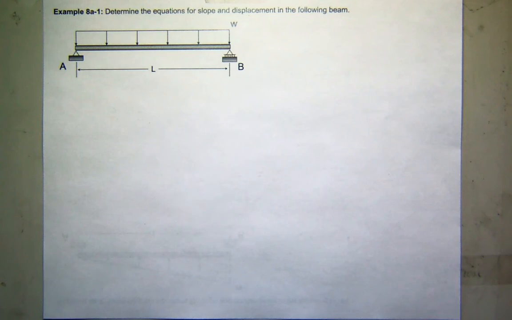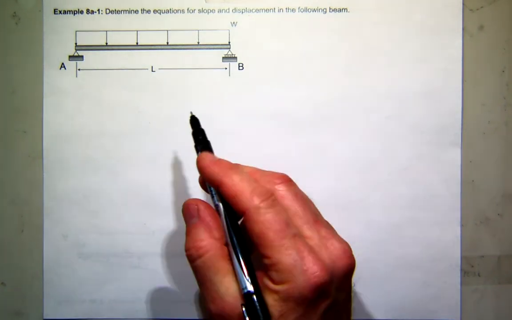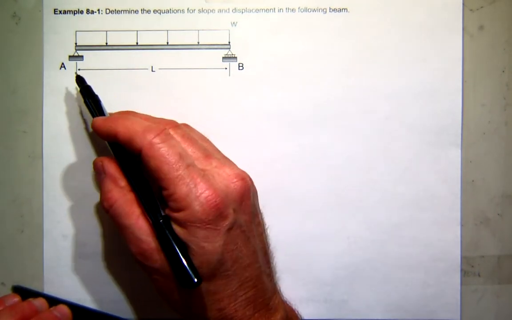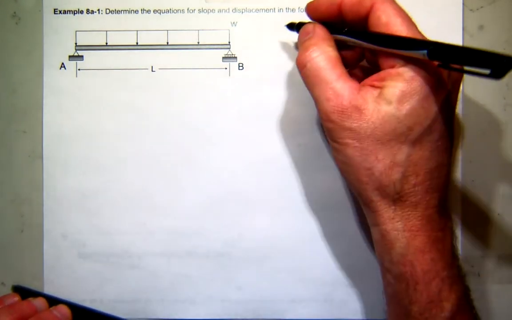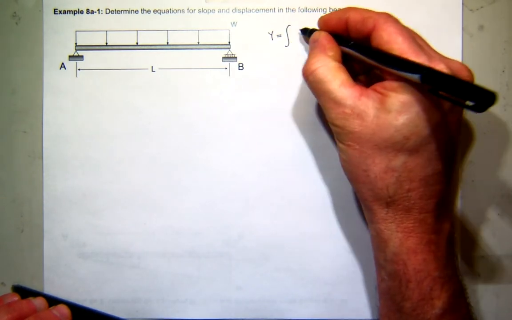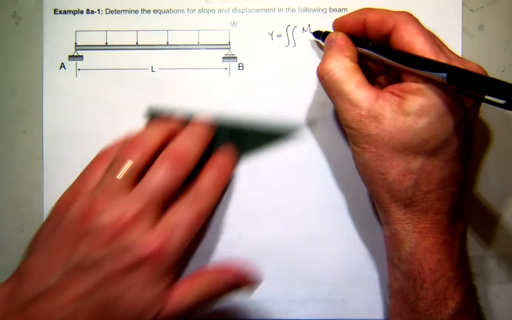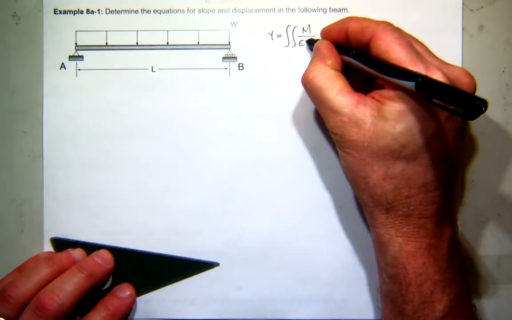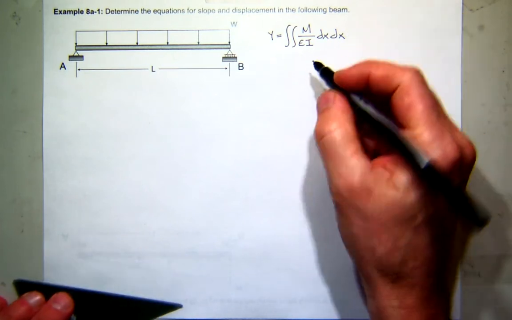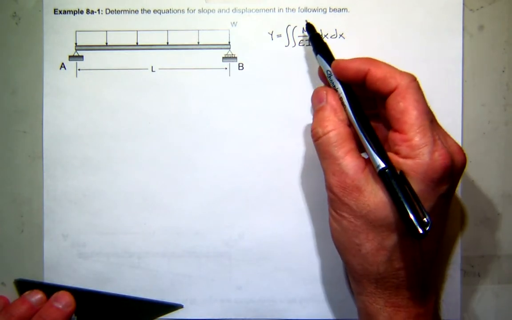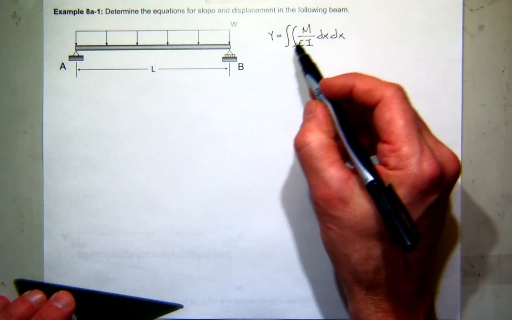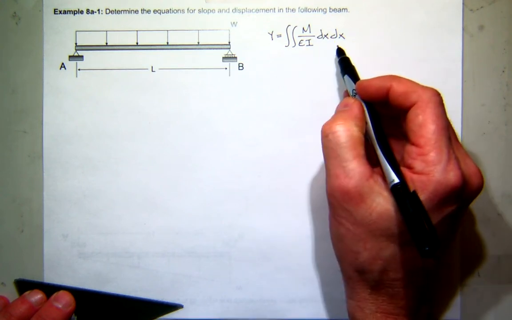All right, so this is going to be one of the first problems we work using direct integration. The first thing I want you to notice is, remember, the relationship we had for displacement was the double integral of M over EI. And what's going to make this process work really well is if we can write a single continuous function for moment. That means we can integrate it across the whole section.